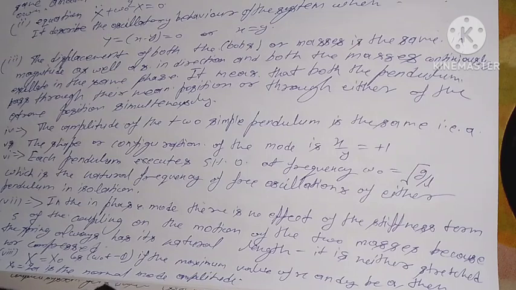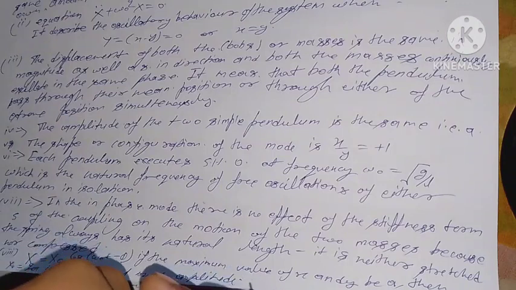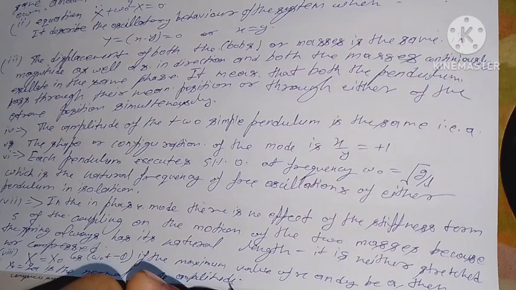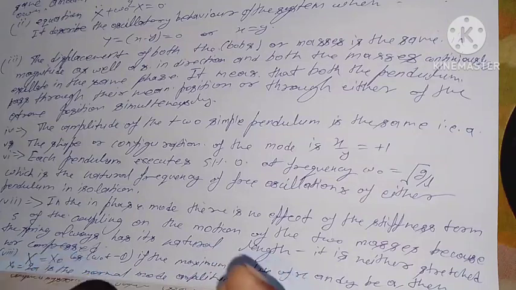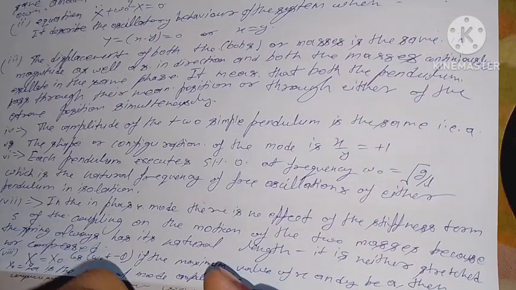Second, the equation is the double derivative of x plus omega naught squared x equal to 0. It describes the oscillatory behavior of the system when x minus y equal to 0, and x equal to y. Third point, the displacement of both the bobs or masses is the same in magnitude as well as in direction, and both the masses continuously oscillate in the same phase. It means that both the pendulums pass through their mean position or through either of the extreme positions simultaneously.